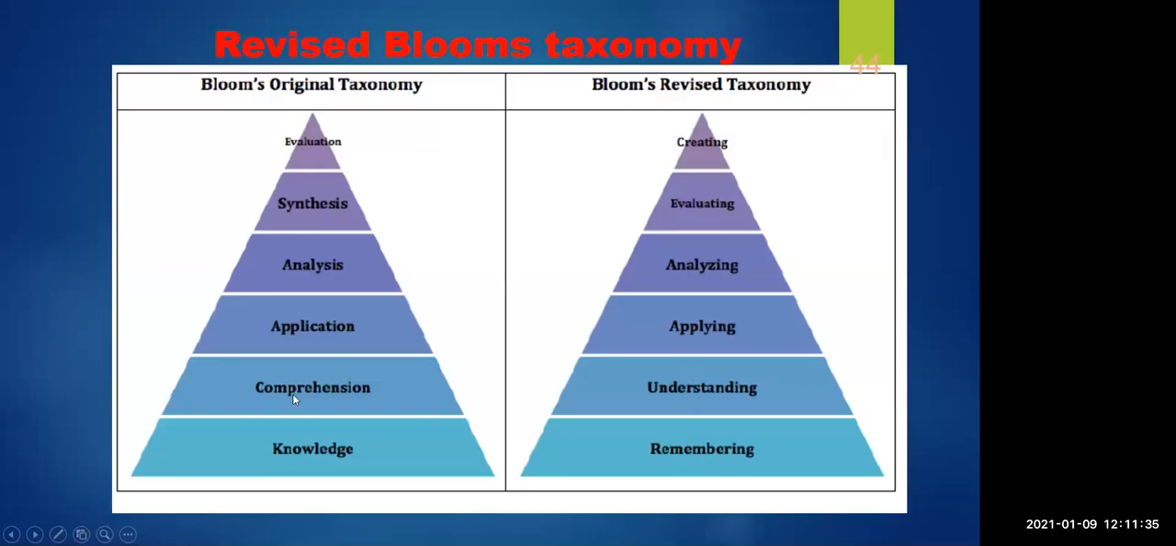They have to remember; comprehension is nothing but understanding. Application is there, now called applying. Analysis is analyzing. Synthesis is removed and they made it evaluating. And finally, they have to create. So so far I'm talking about the revised Bloom's taxonomy only. This is the revised version for students compared to the original one.